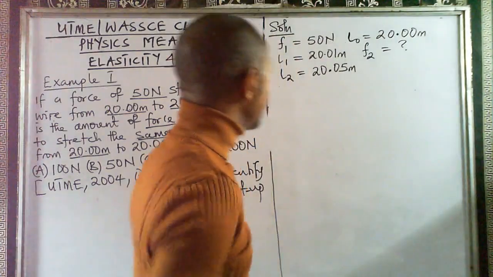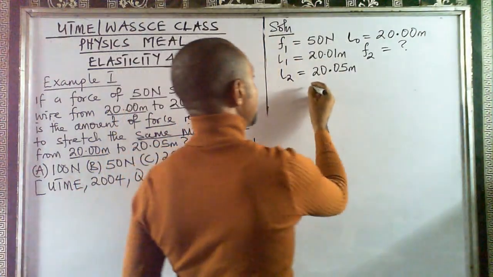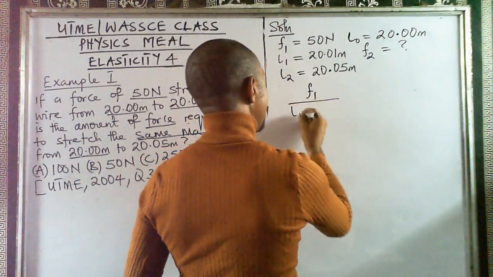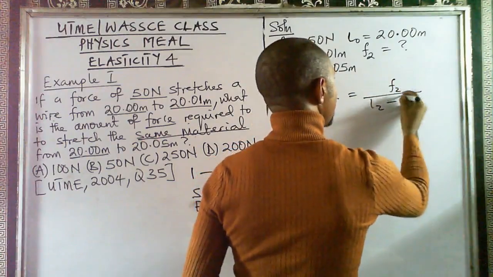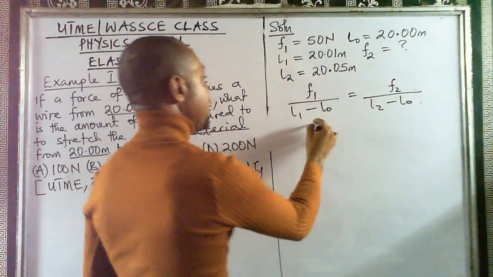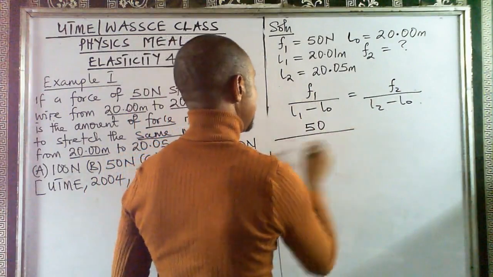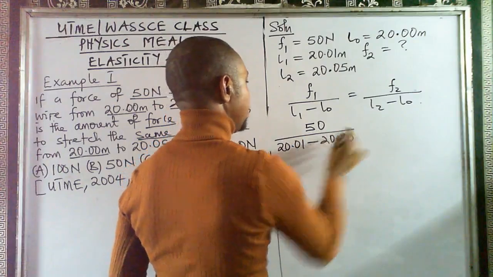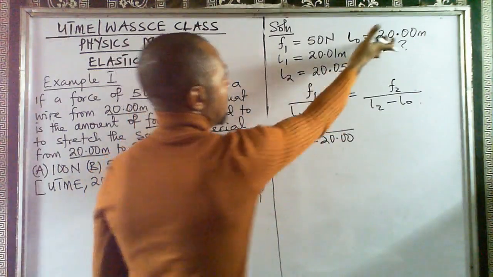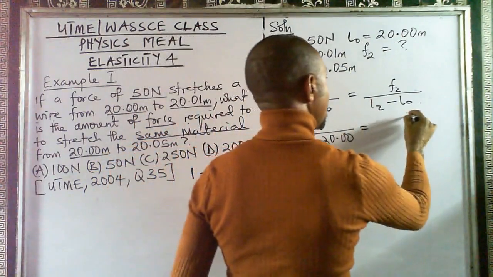We have to conserve time in ourselves. So what are we going to use? F1 over L1 minus L0 equals F2 over L2 minus L0. What is my F1? 50 divided by 20.01 minus 20.00. That's L1 minus L0, is equal to F2.